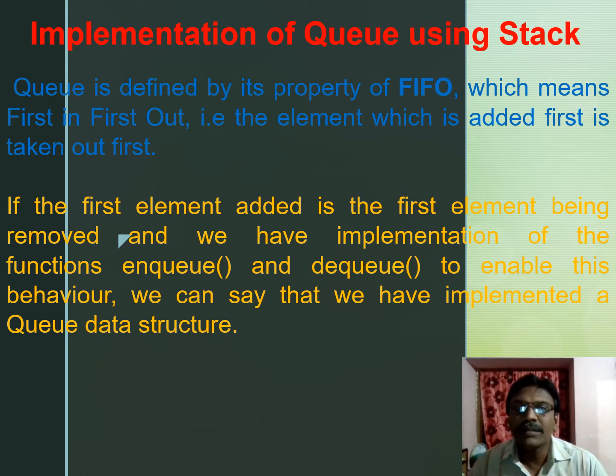Today I will explain the implementation of a queue using stacks. A queue is defined by its FIFO property, which means first in, first out. That is, the element which is added first is taken out first. It is the basic rule of the queue: the first element added is the first element removed.